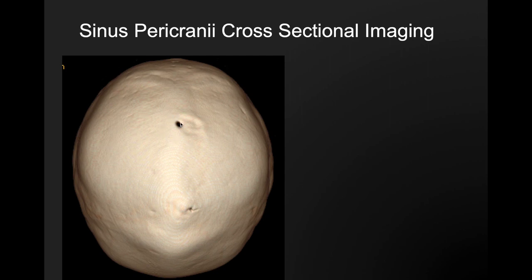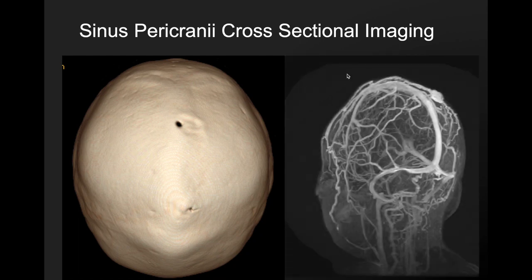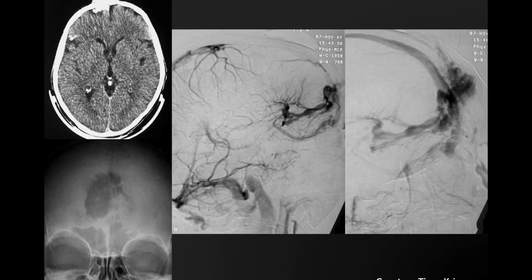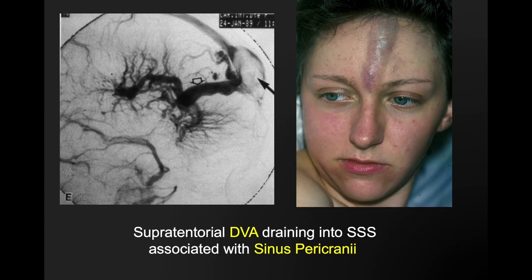You can do these surface renderings where you can see the actual hole of the sinus pericranii. And then here you can see the example of the sinus pericranii in this patient on the MR venogram. Here's just a plain radiograph showing a nice example of a big sinus pericranii. And this case was given to me by Dr. Krings, who I think Dr. Lasjaunias had given it to him. And this is from the surgical neuroangiography book, showing a large DVA draining into this sinus pericranii right here.